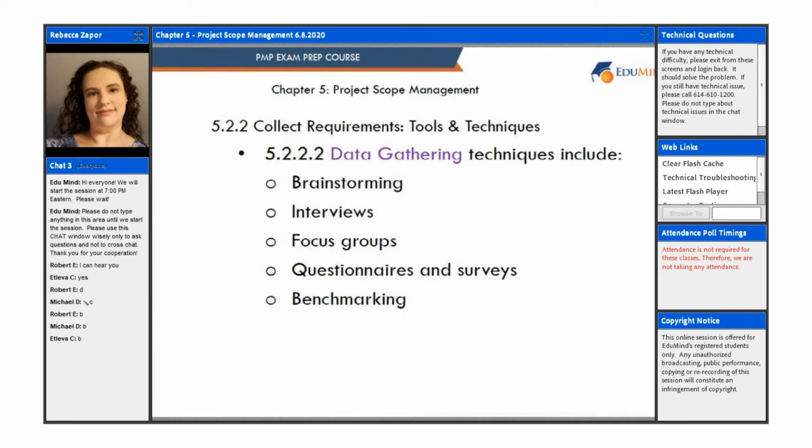So brainstorming, that's where you generate and collect multiple ideas related to the project and product requirements. So you're just gonna have a bunch of ideas, just document them all, and then go back through later and categorize them.